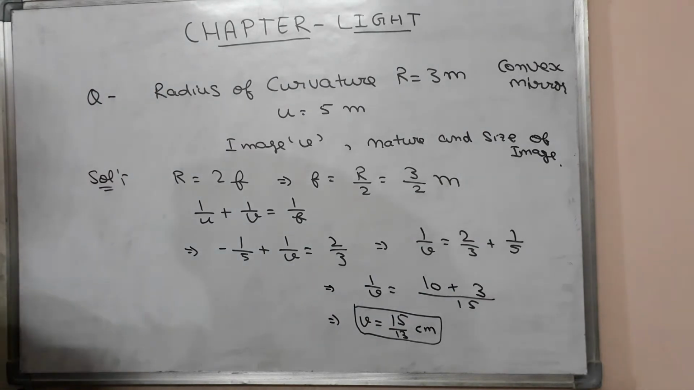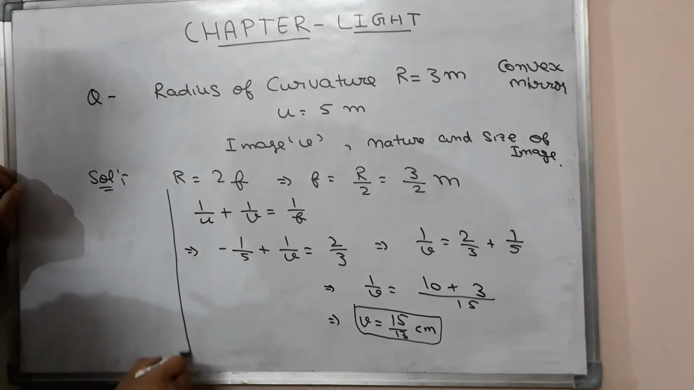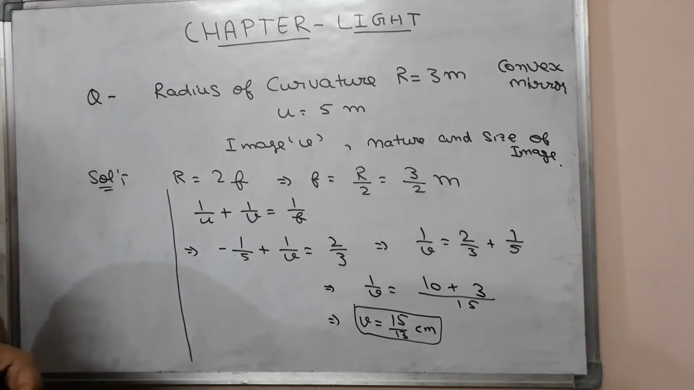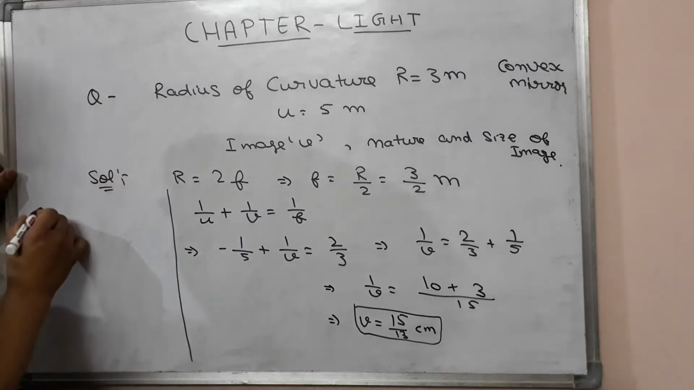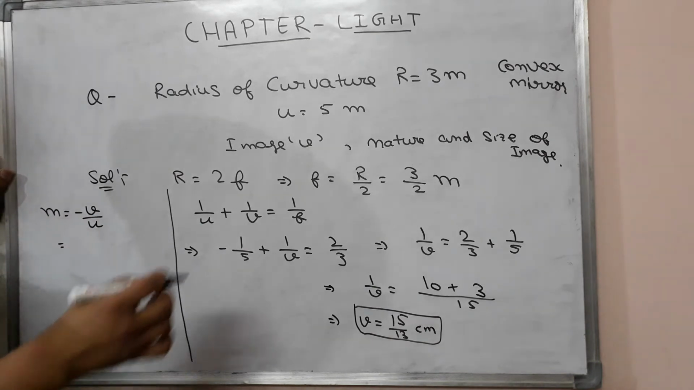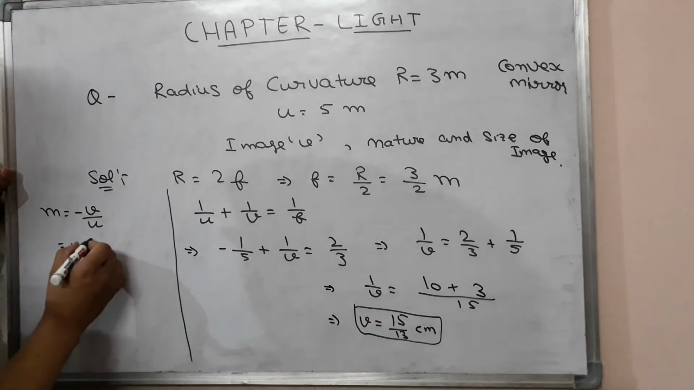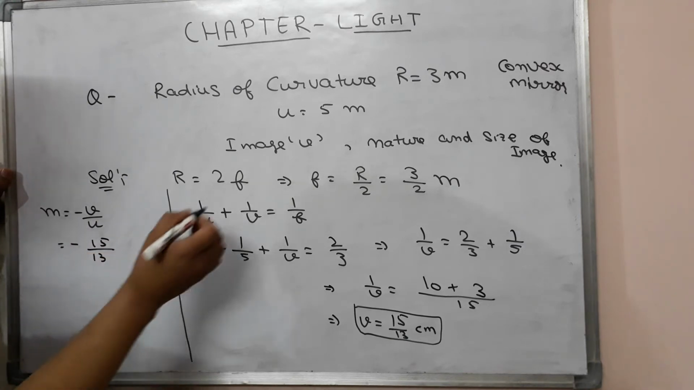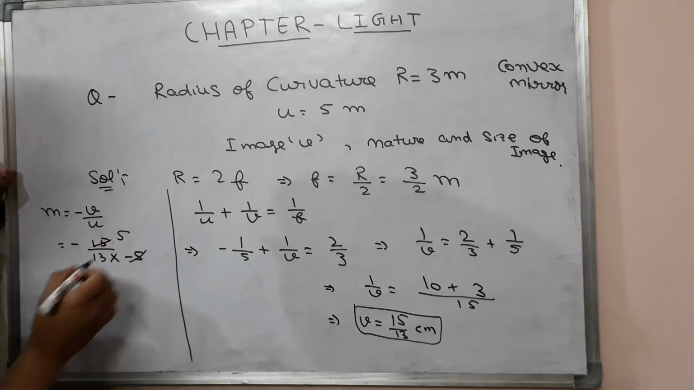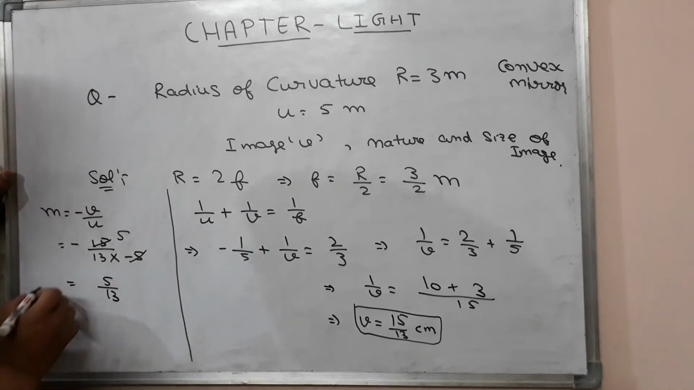Now we have to calculate the magnification of the mirror. Its formula is -v upon u. We know that the value of v is 15/13 and u is -5. So we get 5 by 13 as the magnification of the mirror.